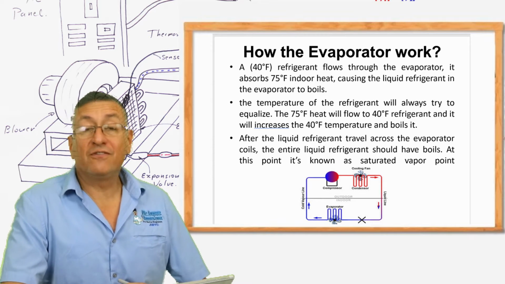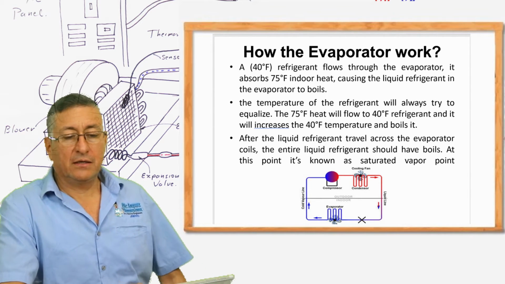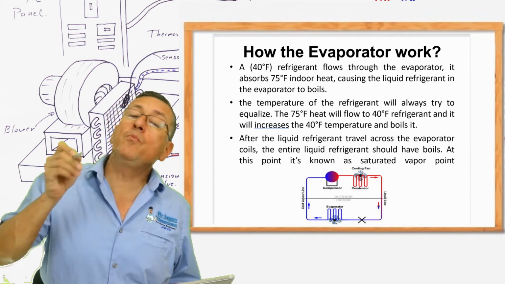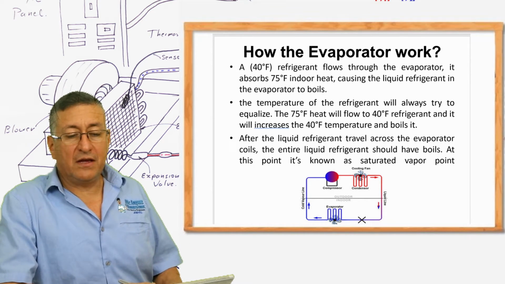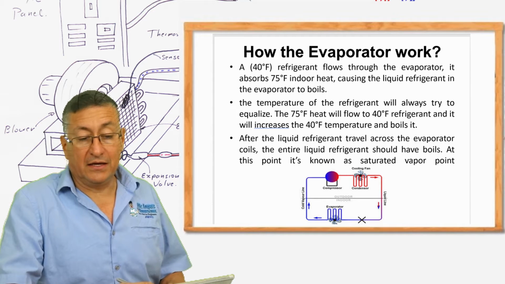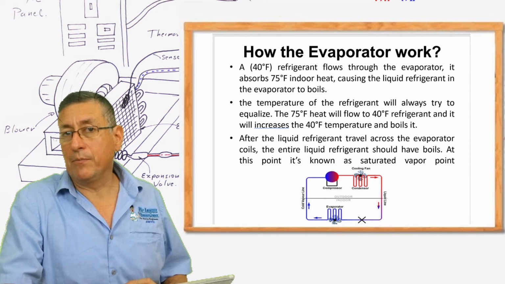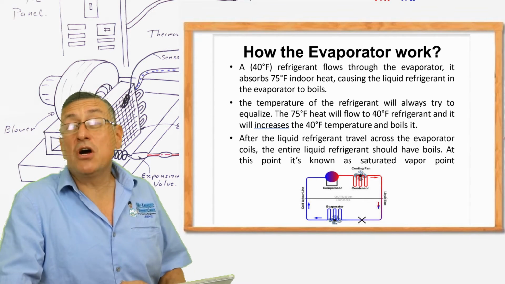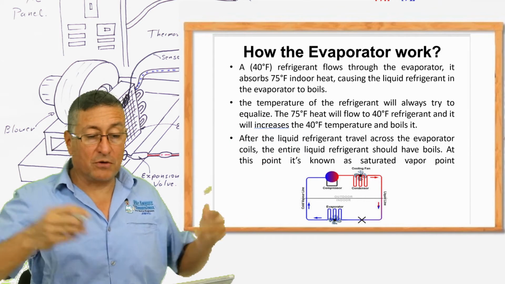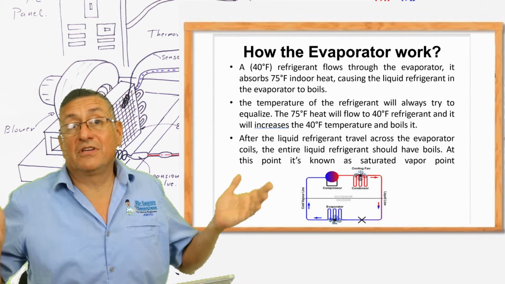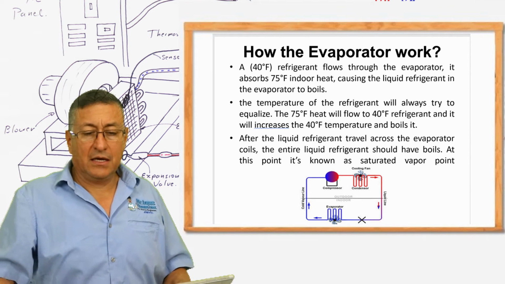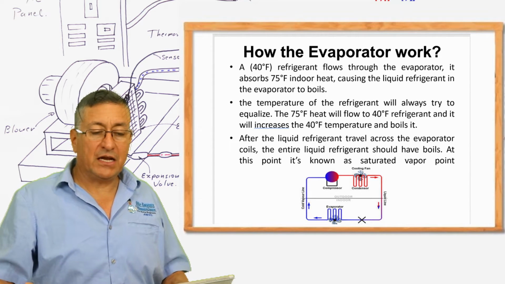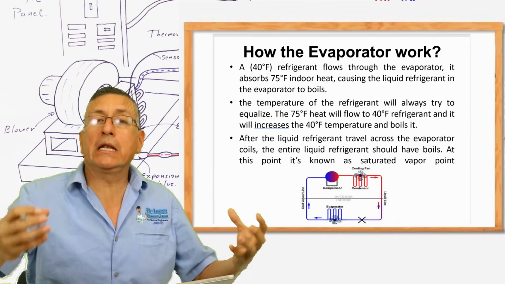At 40 degrees Fahrenheit, this is the temperature at the output of the expansion valve. At 40 degrees Fahrenheit, the refrigerant flows through the evaporator. It absorbs, for example, 75 degrees Fahrenheit indoor heat, causing the liquid refrigerant in the evaporator to boil.